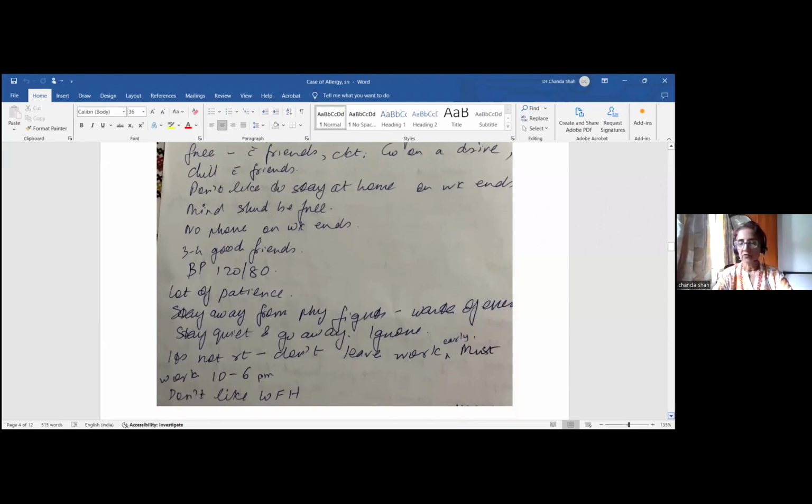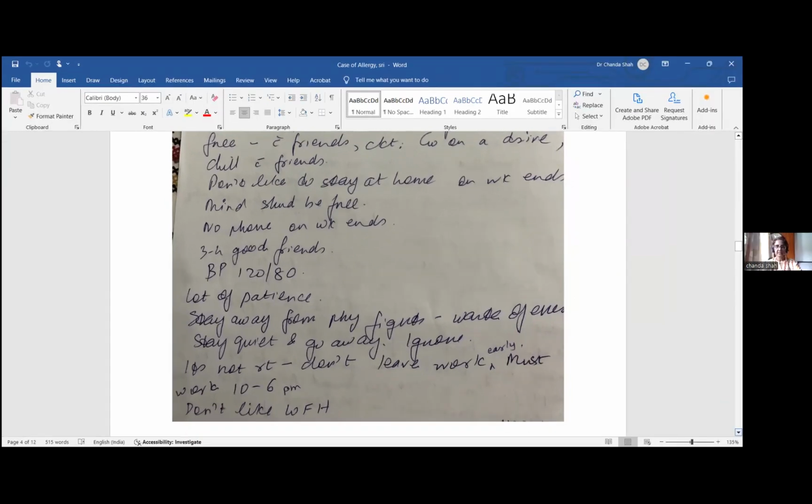So this is all I got from him. Like I said, he's introvert, he doesn't talk much. So that is all the history I got from him. So, like I said, this is an interactive session. So do you want me to read the case again so that you get a better idea what to give?